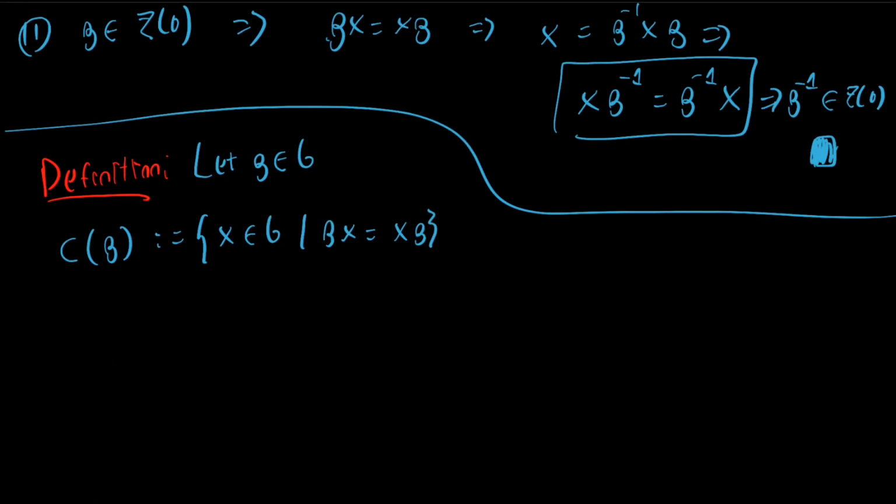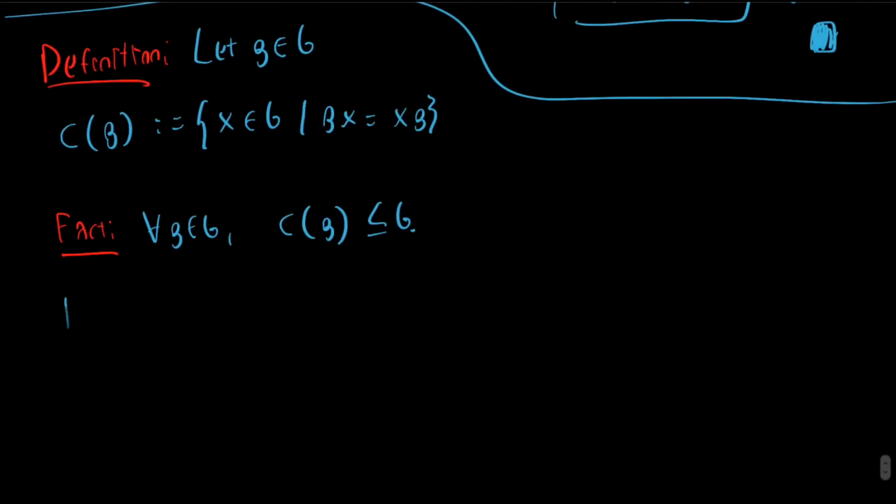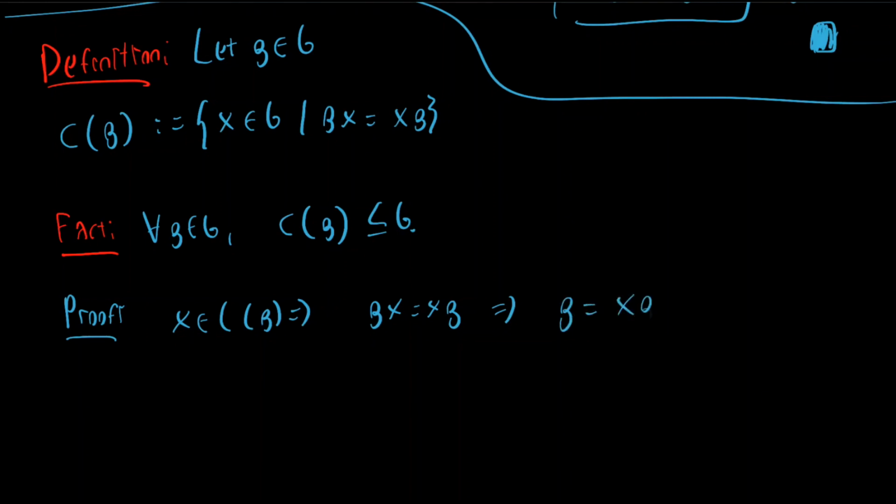Another fact that we want to prove is that the centralizer of g, for any small g in G, is a subgroup of G. The proof is really similar to the one we gave above, so we'll just repeat it quickly. If we have an element x in the centralizer, then g times x is equal to x times g. Multiplying both sides by x to the minus 1 on the right first, and then by x to the minus 1 on the left, yields x to the minus 1 times g is equal to g times x to the minus 1. This implies that x to the minus 1 is in the centralizer. So this is for the first property.